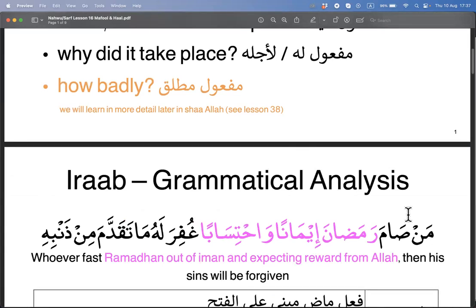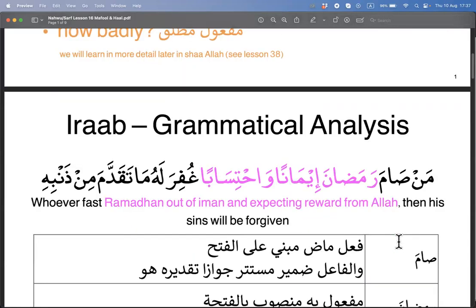We cannot do the whole i'rab, but whoever fasts, this is our fi'il madi. So this is mabni al fath, and our doer is huwa, which is inside. There's no outside doer. So we say wal fa'il damir mustatir jawazan. Why do we say jawazan? What does jawazan mean?